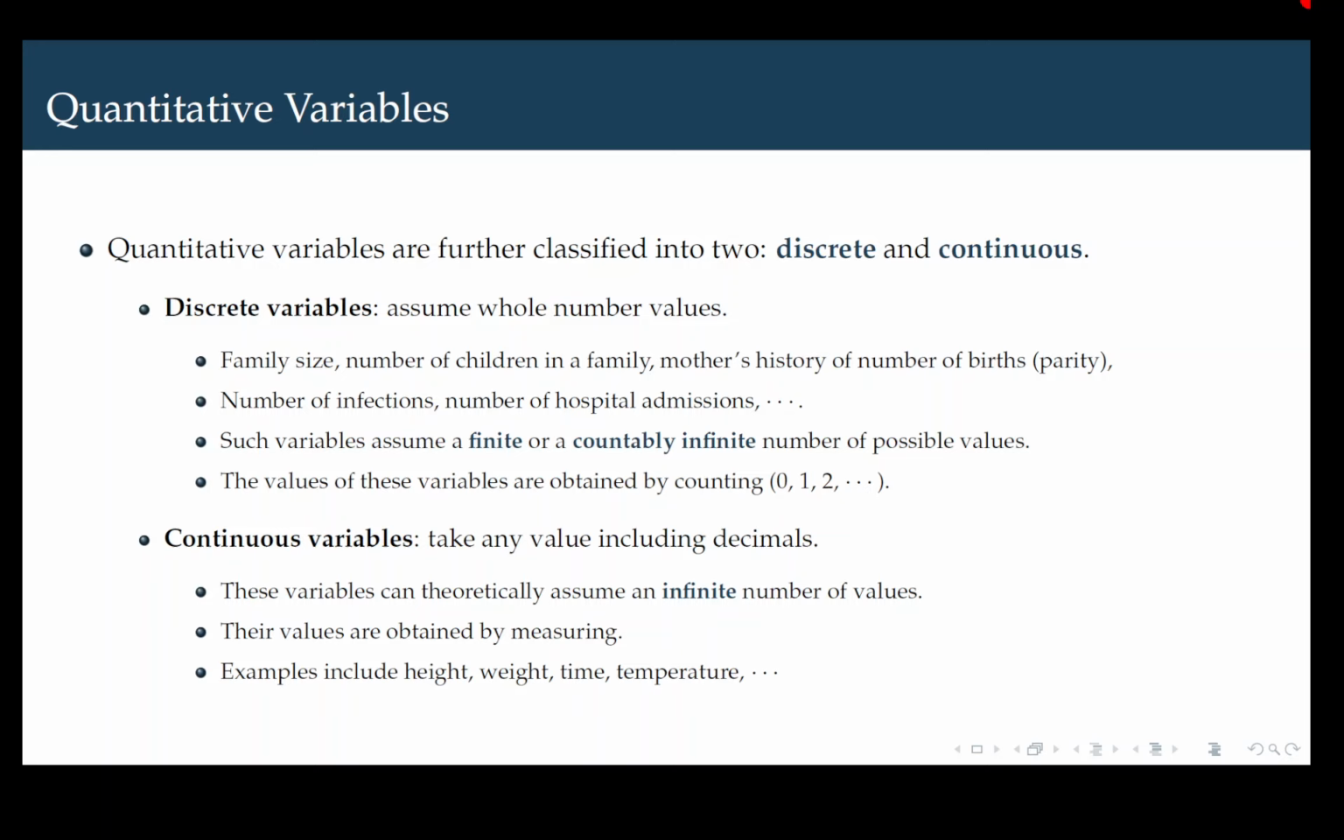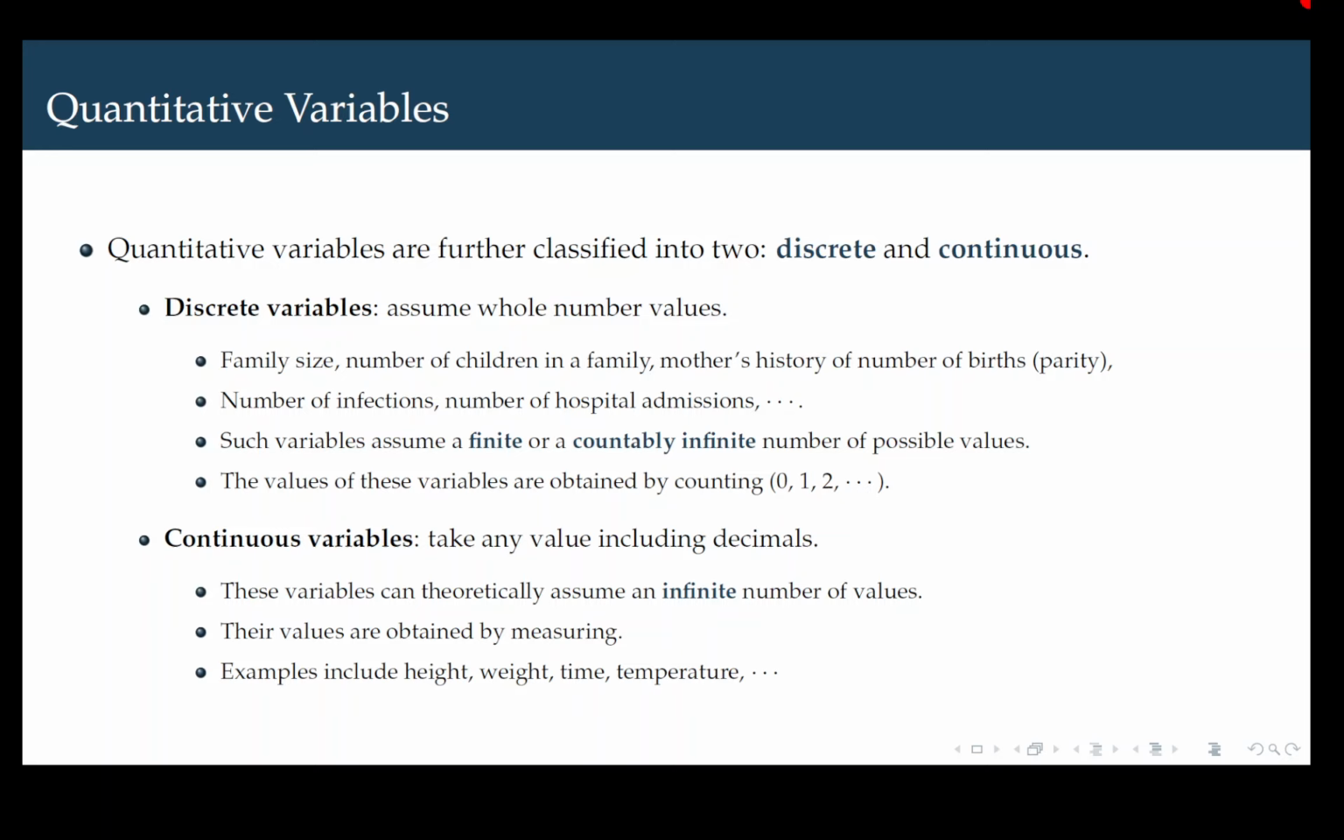Number of children in a family assumes whole number values. Mother's history of the number of births or parity assumes whole number values. Number of infections in a certain area assumes whole number values, and number of hospital admissions also assumes whole number values. Therefore, these variables are discrete variables.